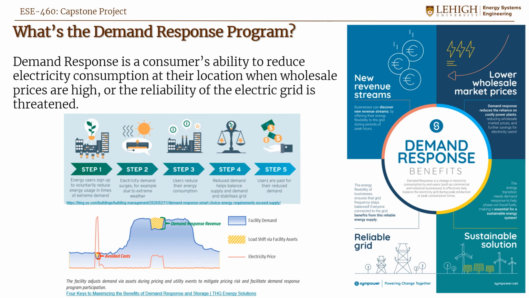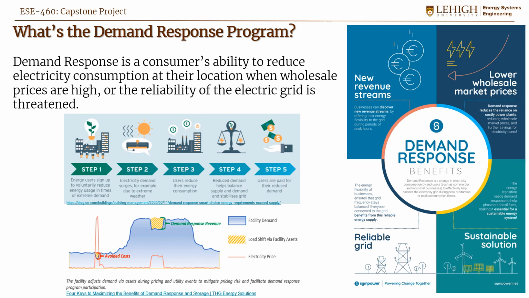As discussed in previous slides by Ahmed, the main objective of the project is to increase Lehigh University participation in the demand response program. So firstly, we should understand the demand response program, how it works, and its benefits. At its core, demand response is a consumer-driven strategy enabling individuals to curtail electricity consumption at their location, particularly during times of high wholesale prices or when the reliability of the grid is under threat.